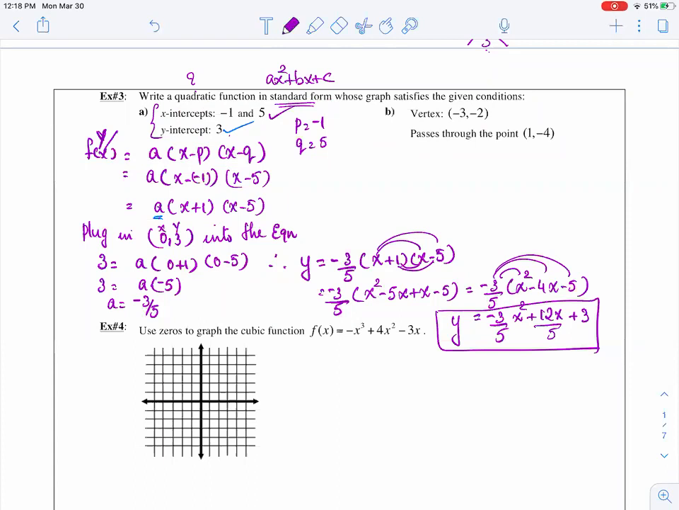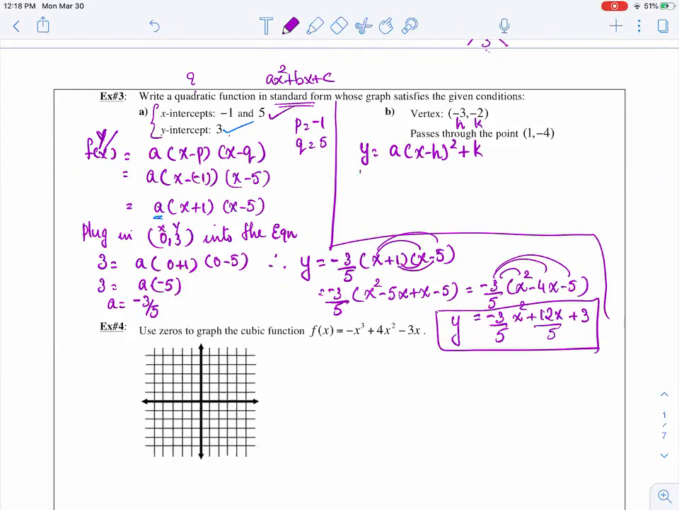Vertex form. Someone tell me what is the vertex form of a quadratic function? a(x minus h) quantity squared. Correct. a parentheses x minus h quantity square plus k. Correct? Okay. Since the vertex is -3, -2, this is our h, this is our k.